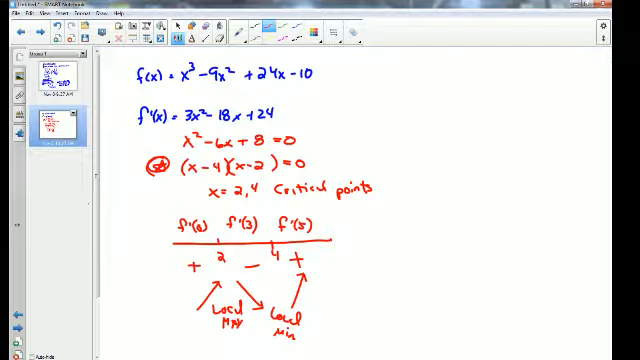You have to separate the because. f of x has a local min at x equals 4 because f prime goes from negative to positive, and has a local max at 2 because f prime goes from positive to negative. You do not use that word in here.